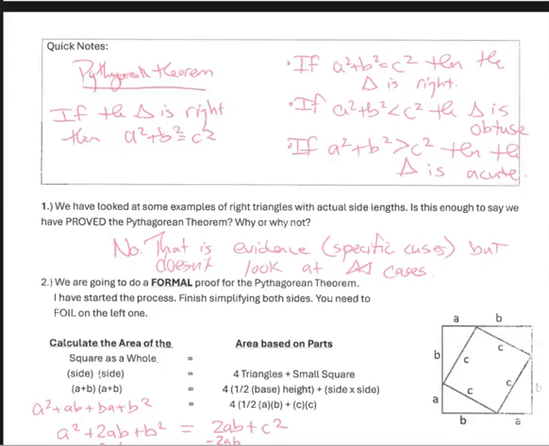So the quick notes, as you can see here, are just that the Pythagorean theorem says if the triangle is right, then a squared plus b squared equals c squared. And we could write that as a biconditional also. The triangle is right if and only if a squared plus b squared equals c squared. We talked about if a squared plus b squared equals c squared, then it's right. If you imagine a right triangle where c gets bigger, it becomes obtuse. If you imagine a right triangle where c gets smaller, it's going to be acute. So that is the main things from this lesson.